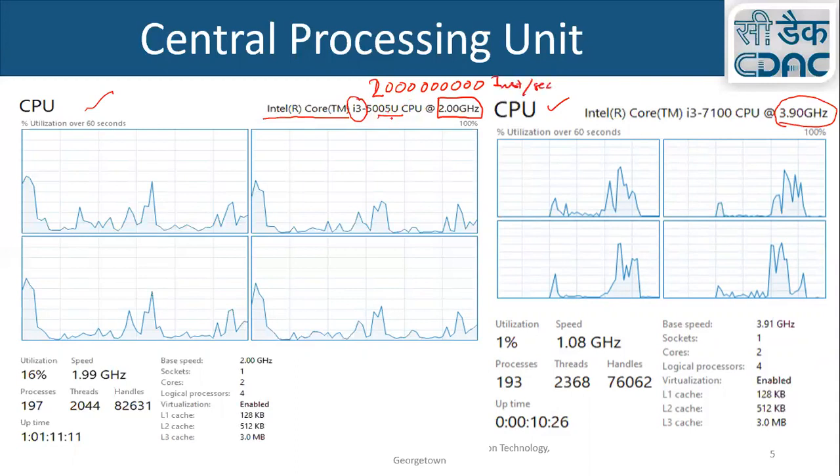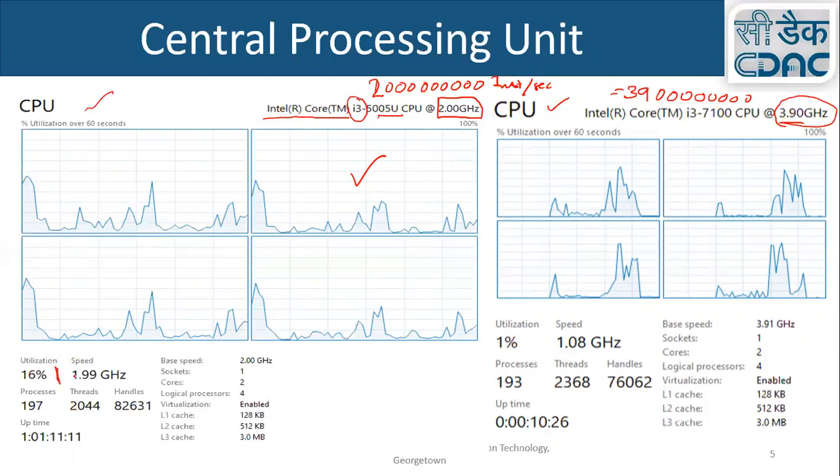So this type of CPU shown on the left side can execute this much instructions per second. And on the right hand side, this CPU can execute 3 billion, and then 9 billion. If you multiply 3.9 with 1 and then 9 zeros, that's this number. So this CPU can execute this much instructions per second. This is one thing you see when you open your task manager.